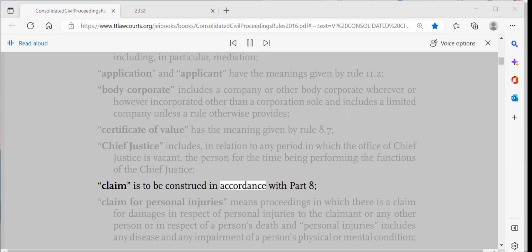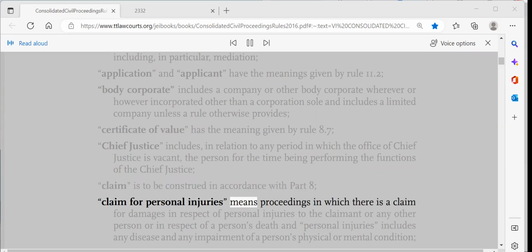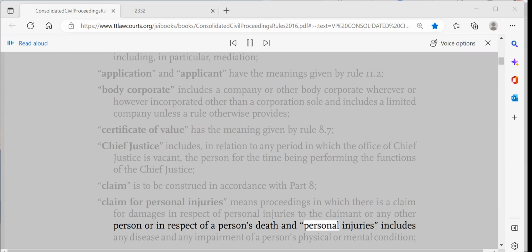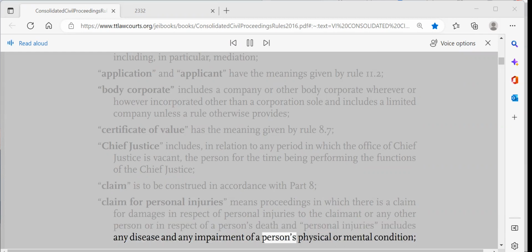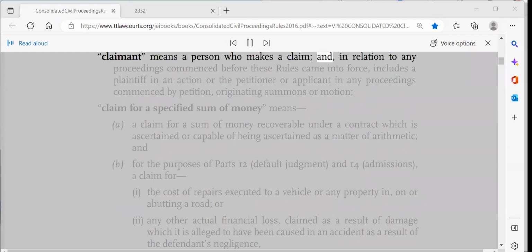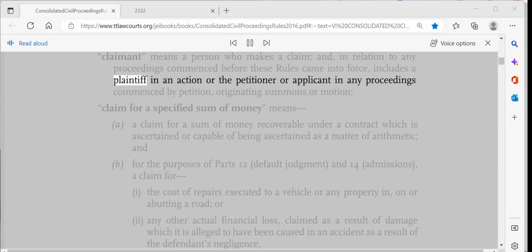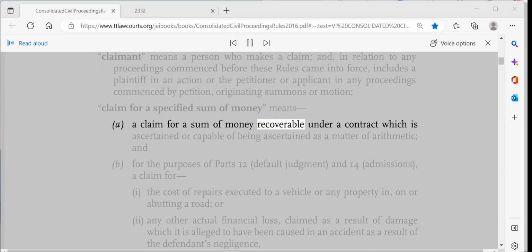Claim is to be construed in accordance with Part 8. Claim for personal injuries means proceedings in which there is a claim for damages in respect of personal injuries to the claimant or any other person or in respect of a person's death, and personal injuries includes any disease and any impairment of a person's physical or mental condition. Claimant means a person who makes a claim, and, in relation to any proceedings commenced before these rules came into force, includes a plaintiff in an action or the petitioner or applicant in any proceedings commenced by petition, originating summons or motion.